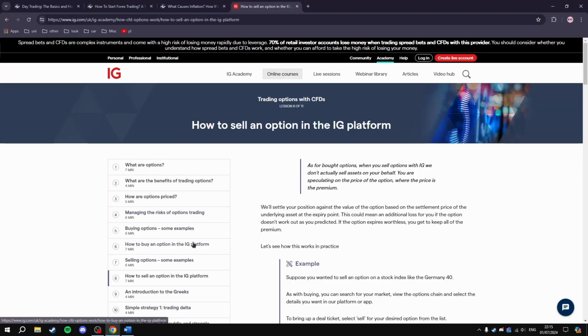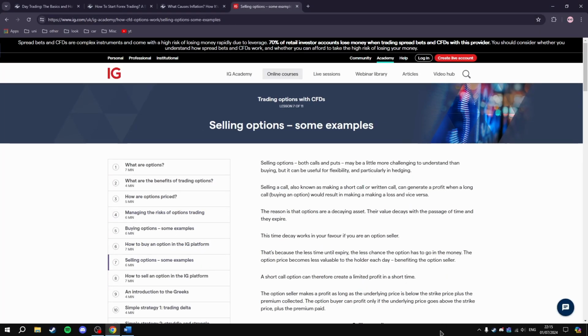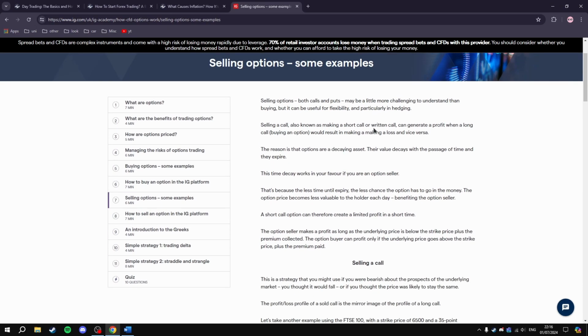So in the last episode we went through selling options, some examples. Selling options, both calls and puts, is a little bit more challenging to understand than buying call and put options, but it can be useful for flexibility and particularly in hedging. So selling a call, also known as making a short call or written call, can generate profit when a long call, which is buying an option, will result in making a loss and vice versa.